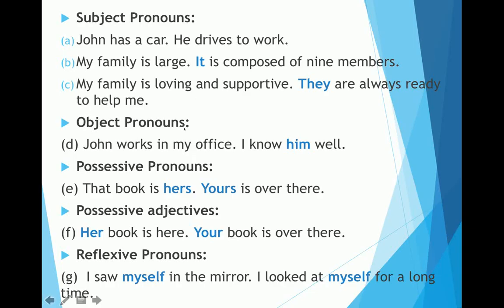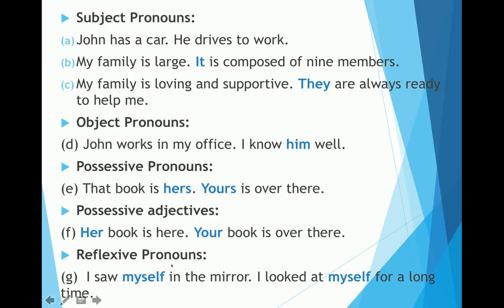Object pronouns. Object pronouns are used as the objects of verbs, as in him, in this case. John works in my office. I know him. Possessive pronouns. Possessive pronouns are not followed immediately by a noun. They stand alone, and they show possession. That book is hers. Yours is over there. On the other hand, possessive adjectives cannot stand alone. They are immediately followed by a noun. Her book is here. Your book is over there.